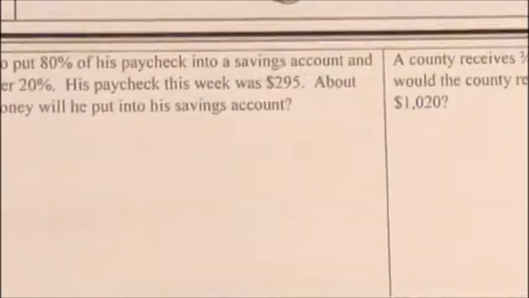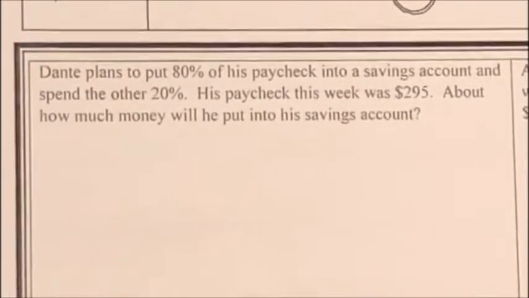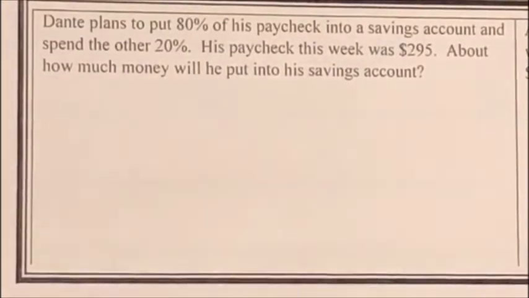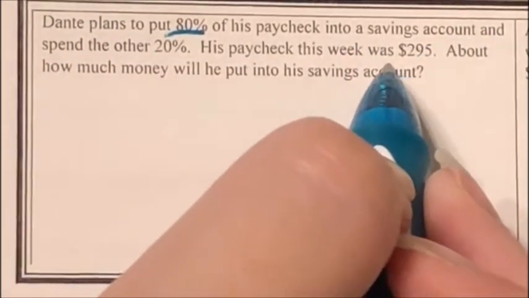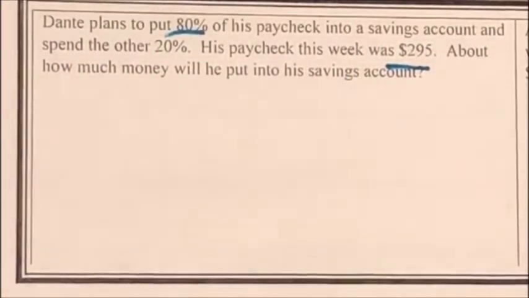All right, so the first try it problem says Dante plans to put 80% of his paycheck into a savings account and spend the other 20%. His paycheck this week was $295. About how much money will he put into his savings account? Okay, so I'm looking for 80% of 295, but remember I'm estimating.